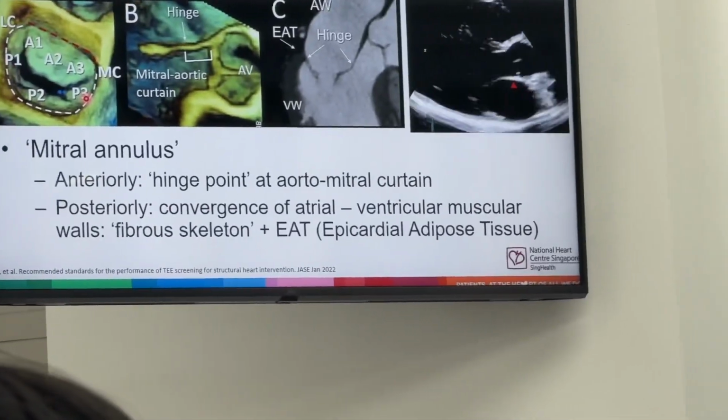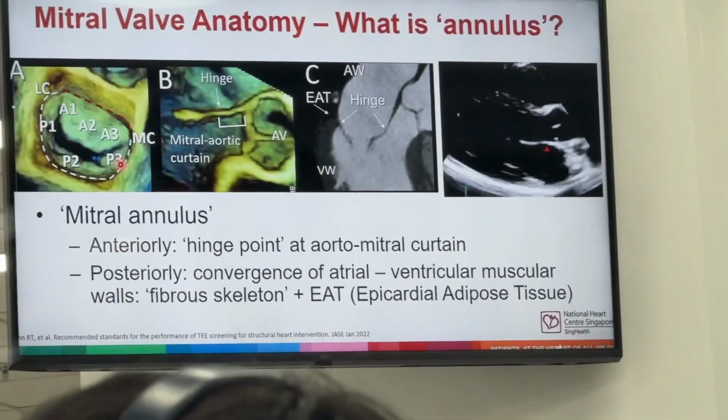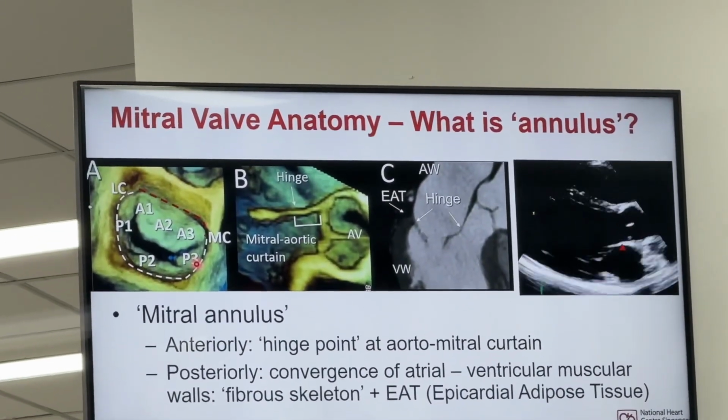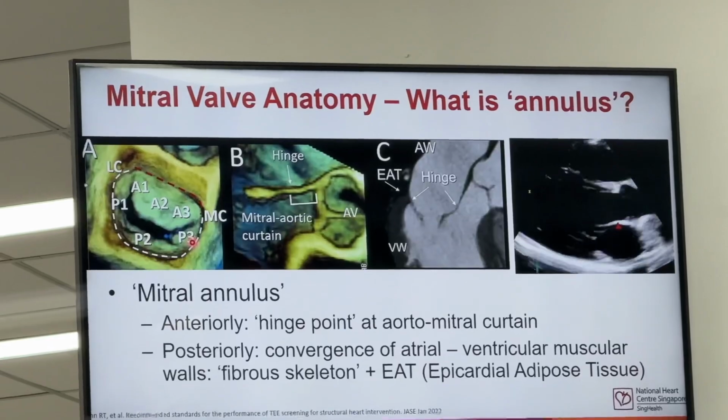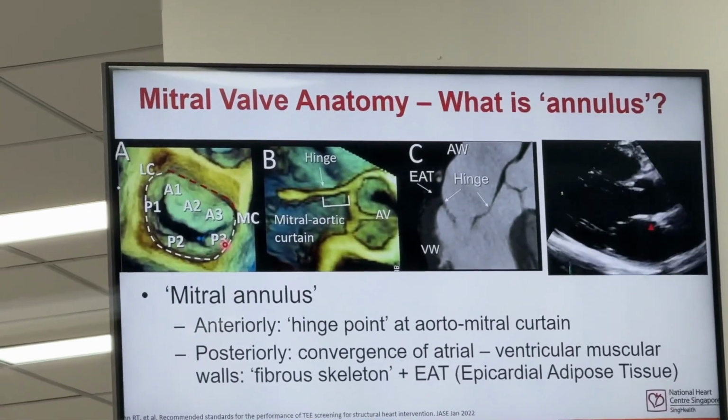The posterior annulus is actually the convergence between the atrial and ventricular muscular wall, part of the fibrous skeleton of the heart, and externally there is what we call epicardial adipose tissue.